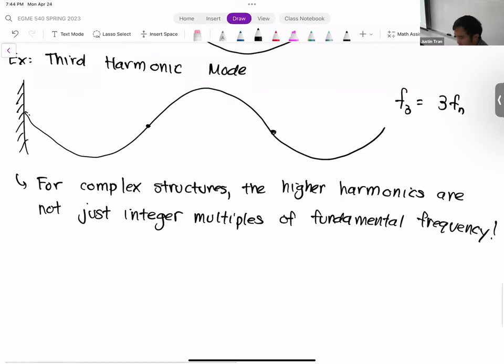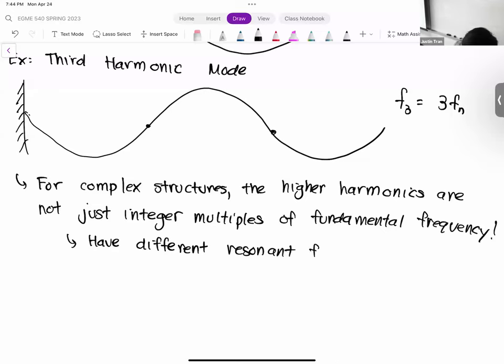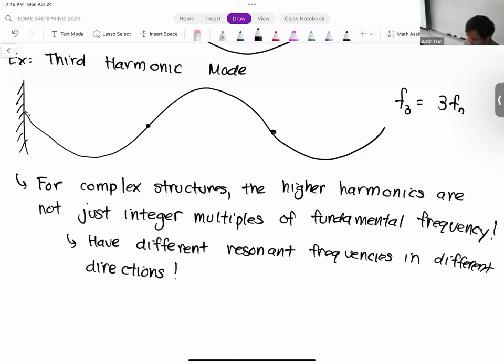The main reason is that for these more complex structures, you can have different resonant frequencies in different directions on the structure. So we'll see this in our activity Wednesday. What ANSYS is going to give you, you can specify, but you can look at the first 10, for instance, the first 10 resonant frequencies, and you'll see that they're not just integer multiples of each other.